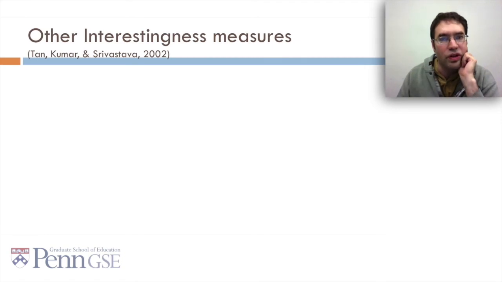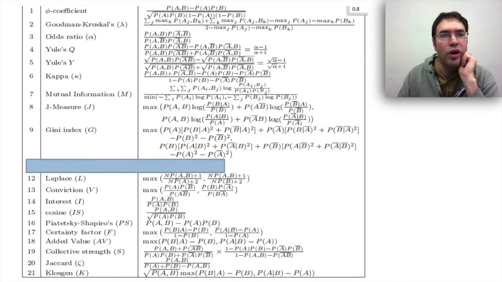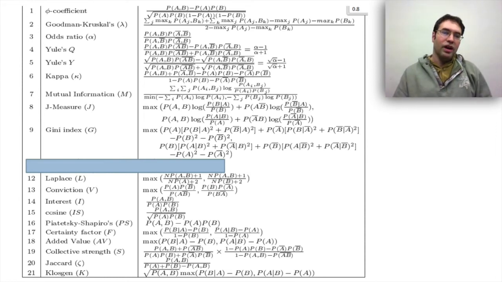There are other interestingness measures. Tan, Kumar, and Srivastava talk about 21, although one of them actually turns out to be identical with something we've already seen before, so I left that one out. And there's a bunch of them.